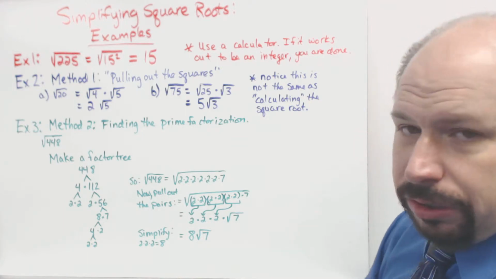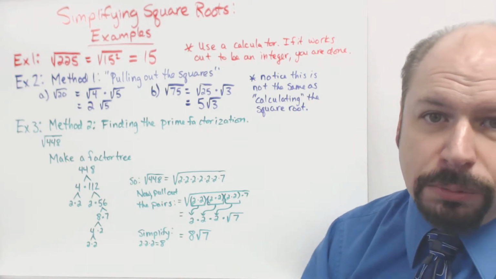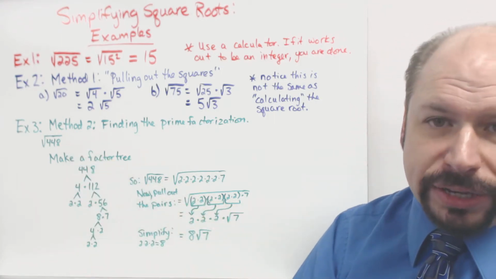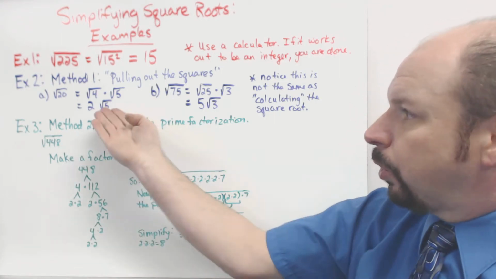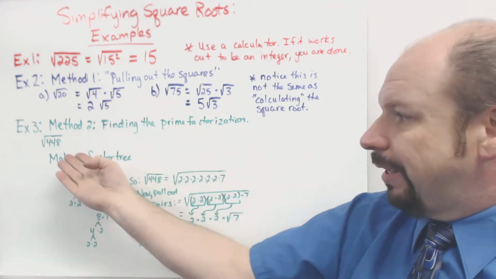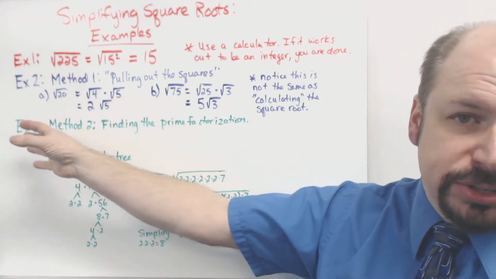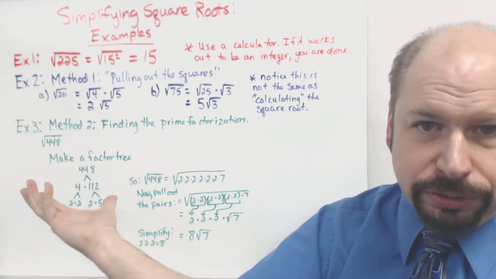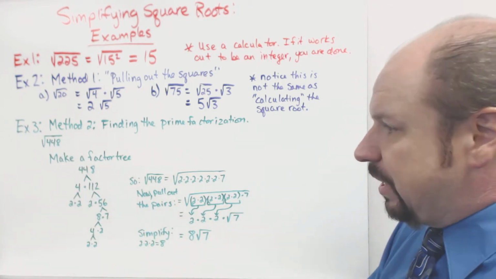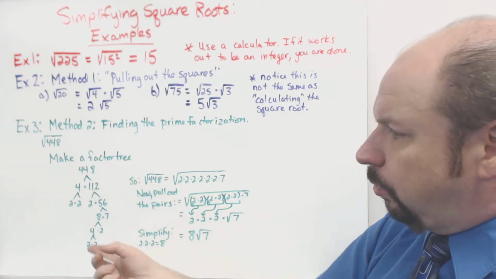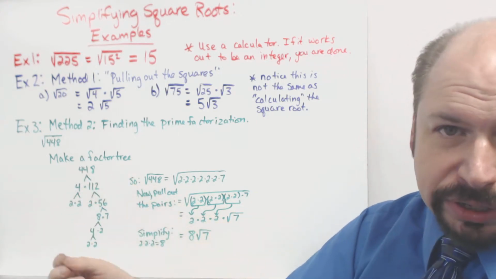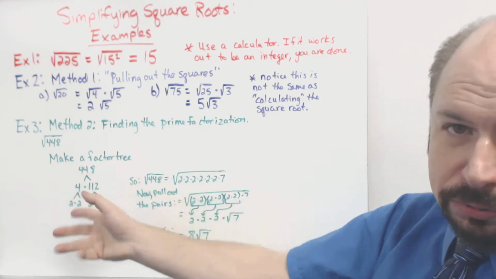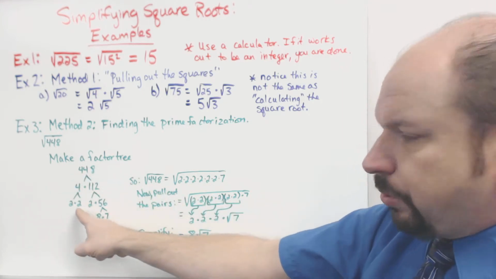The second method you might use for maybe some more complicated problems, like for example the square root of 448. I don't know what perfect square, just looking at this, that we could take out. So it might be easier to make a factor tree. So do a prime factorization. So I did notice that we can take 448 and divide it by 4. So I split that out. 4 times 112 is 448. And I know 4 is 2 times 2.